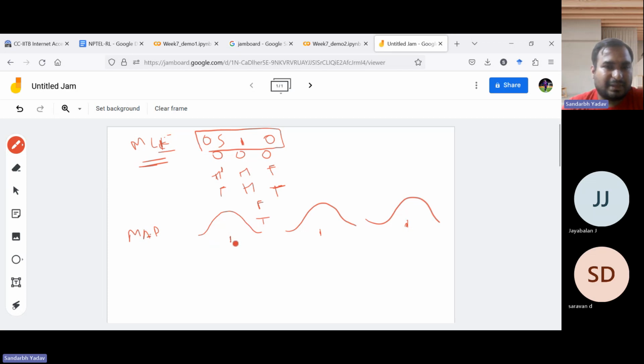And as and when we see more and more data, we will keep on updating these distributions. So maybe suppose if some toss came here, then we will update here. And in a similar way, we can keep on updating.